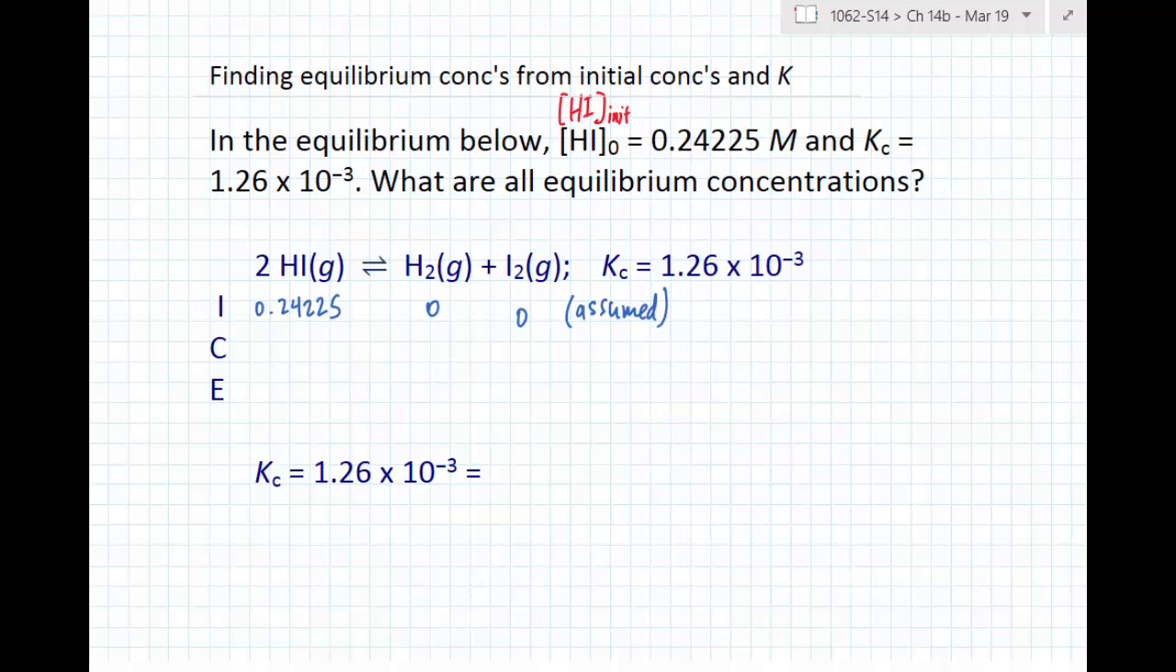What are we going to put in this change column? What's the change going to be for the H2 and the I2? Is it going to be positive or negative, first of all? It has to be positive because we're starting out with none of H2 and none of I2. So going to equilibrium, we have to be increasing that by some amount. The variable we used, remember, was x.